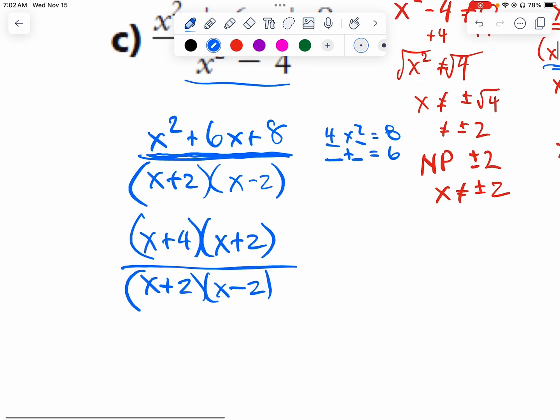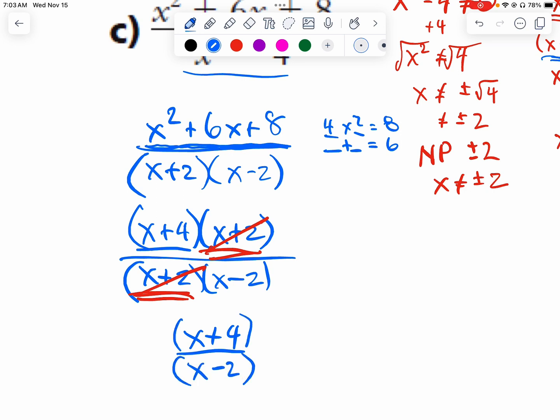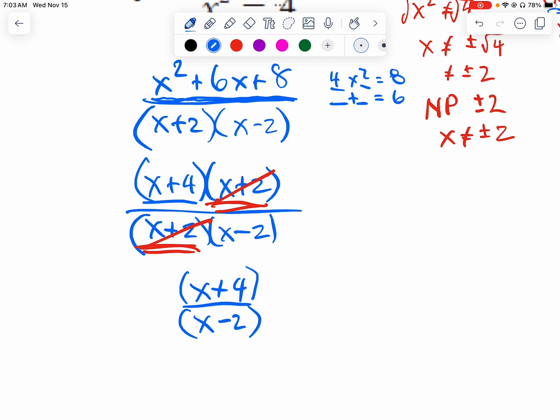And then we simplify. And simplifying says, well, you know what? This x plus 2 is the same as this x plus 2. Those will cancel, those will disappear, and I'm just left with x plus 4 over x minus 2. Now remember, these are technically contained in a bracket, and I cannot reduce parts of that.